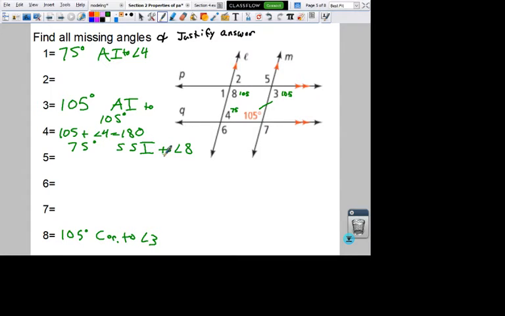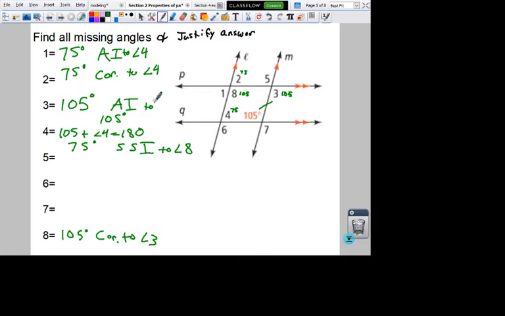Alright, let's look at angle 2. Tyler, what do we know about angle 2 and angle 4? They're same side interior? Nope, close though. Same side interior means it would have to be between the same lines. They're corresponding. What do we know about corresponding angles? They're the same. Yep. So that means angle 2 is also 75 degrees because it is corresponding to angle 4.